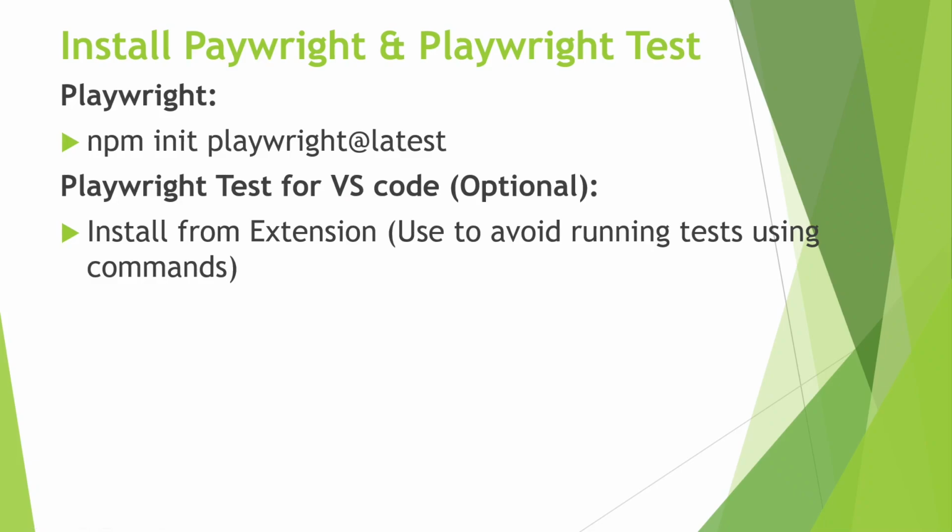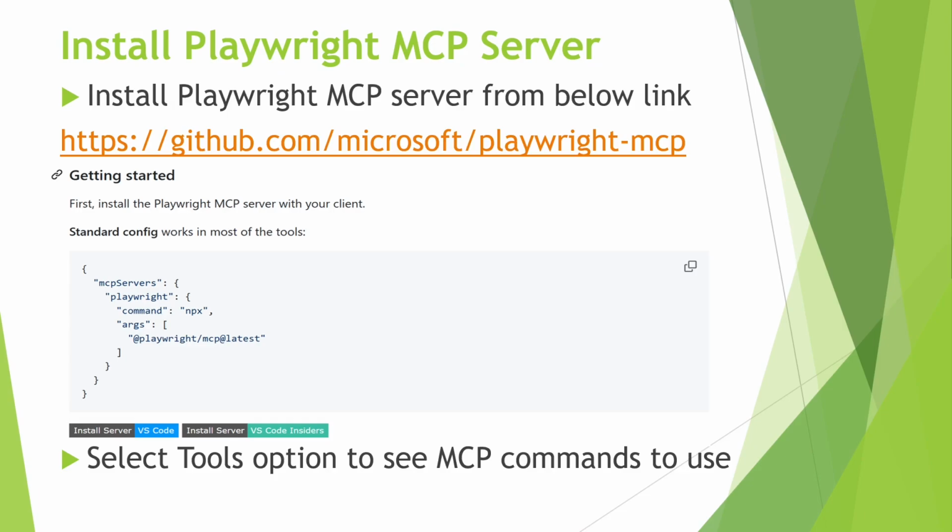So once you complete installing Playwright and Playwright Test for VS Code, it comes to installing the Playwright MCP server, which is very important. Installing Playwright Model Context Protocol is a very critical component to automate your test cases by using simple English language prompts, or simple natural language prompts. Okay, so let us install Playwright MCP server now.